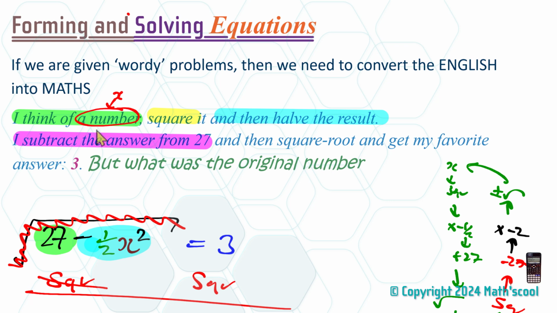And we can just check this ourselves. We don't need to use the calculator to check it. I think of a number, 6. We said the answer is 6. I square it, so 36. Then halve it, 18. Subtract the answer from 27. 27 minus 18 will be 9. And then square root it and get my favourite answer, 3. 9 square rooted would be 3. Works fine.